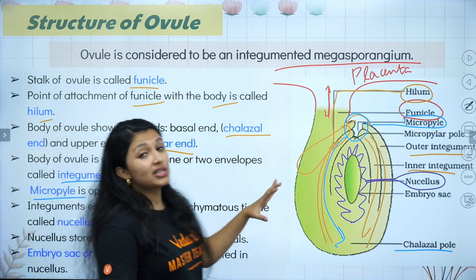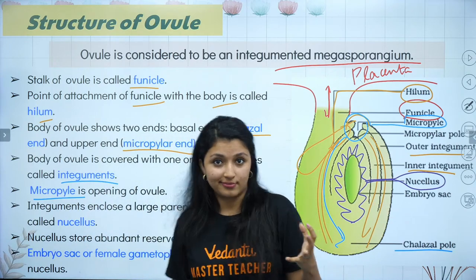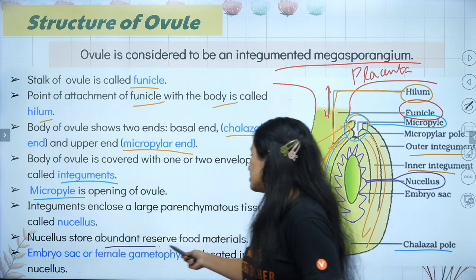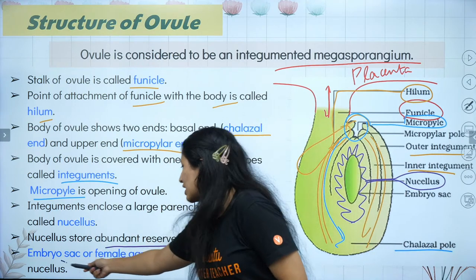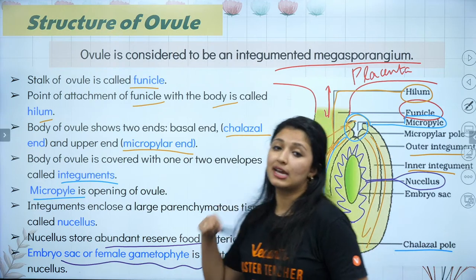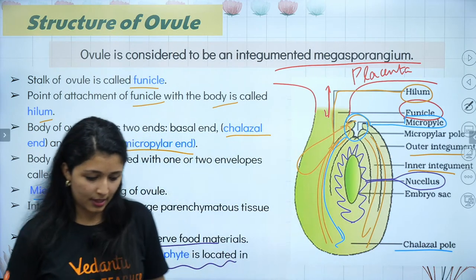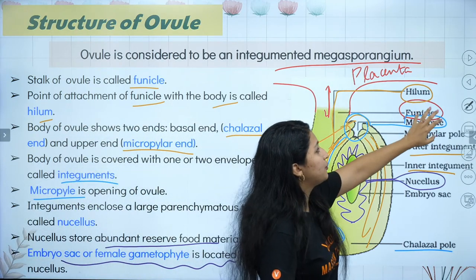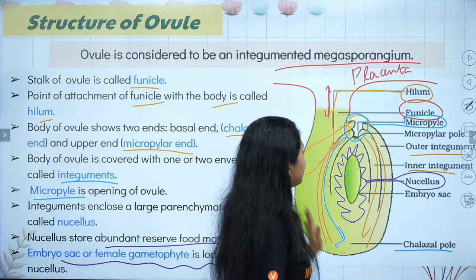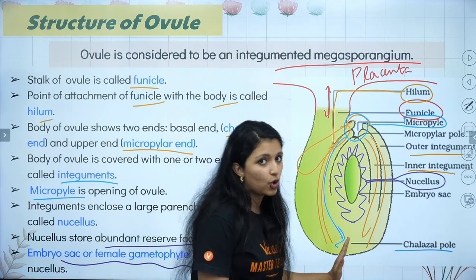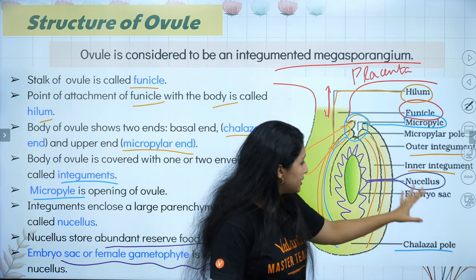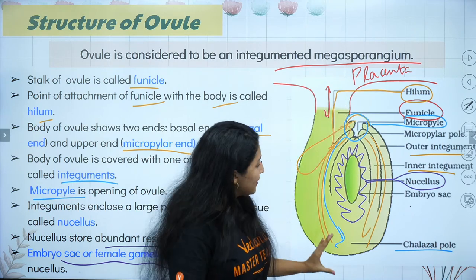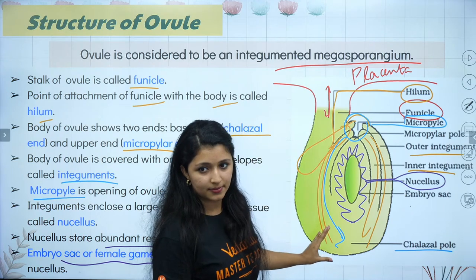So you have the nucellus also. Now the nucellus is very much like our sporogenous tissue. The nucellus stores abundant reserve food materials. The embryo sac of the female gametophyte is located inside the nucellus. So we have all the parts, starting with the placenta, then the funicle, the hilum, and then the integuments covering the entire structure of the ovule. Inside the integuments you have the nucellus. One side where the integuments are not covering is called the micropyle. The other side is called the chalaza.